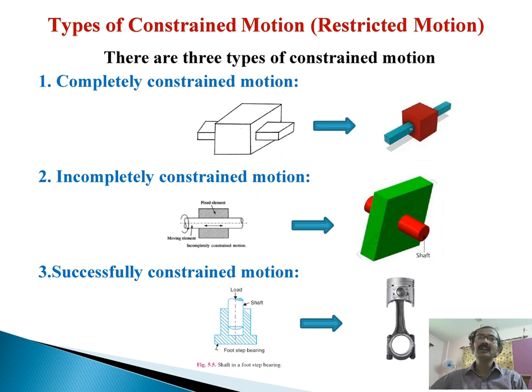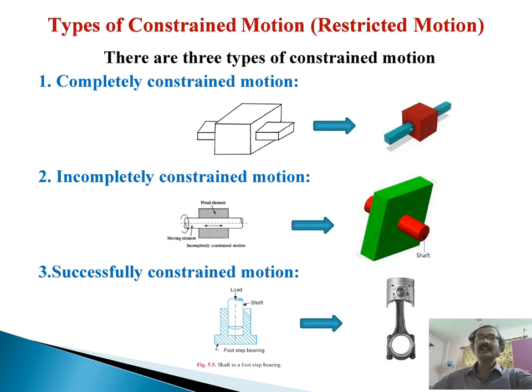Now in the case of incompletely constrained motion, when the motion between two elements of a pair is possible in more than one direction and depends upon the direction of the force applied, it is known as incompletely constrained motion. So this is the diagram indicating incompletely constrained motion. So depending on the force, this may slide or rotate.